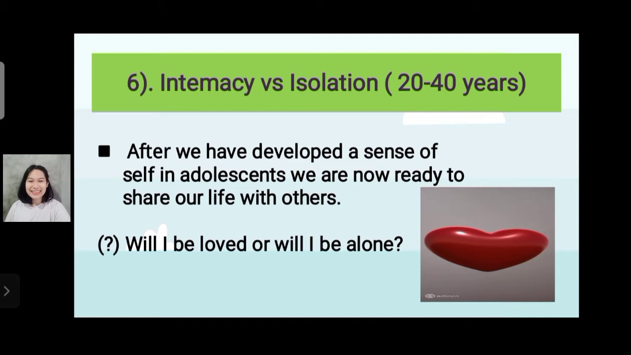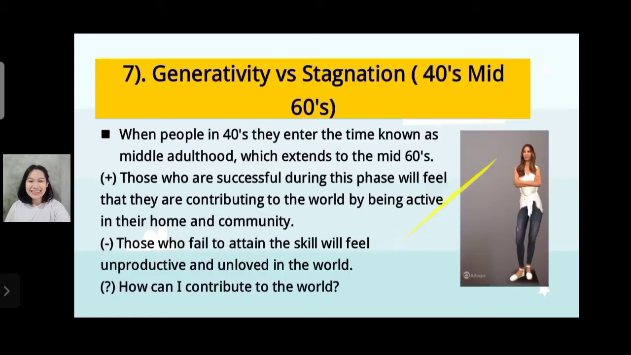Neolocal is when you separate from your mother or father's house and build your own house, or share a house with your husband, only the two of you, and then you build a family there. That's what neolocal is. So the major question is, will I be loved or will I be alone? Okay, seven. Generativity versus stagnation, 40s to mid-60s. When people are in their 40s, they enter the time known as middle adulthood, which extends to the mid-60s.